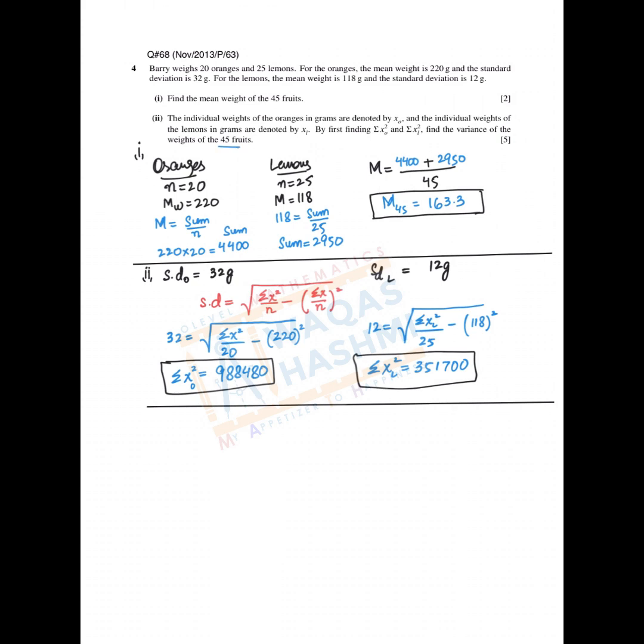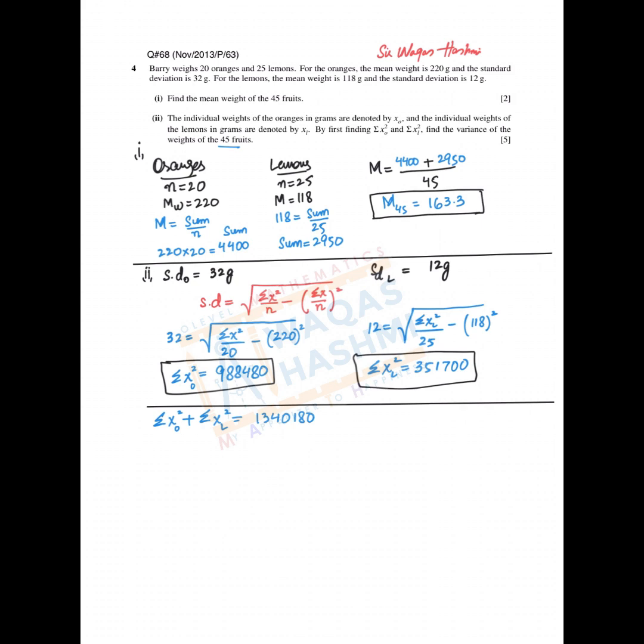Alright, so firstly for variance I need to add these two. I am saying that summation of x oranges square plus summation of x lemon square. When you add these two, you will get 1340180. Alright, we had added these two. Now I'm going to find out the standard deviation for the total 45 fruits.